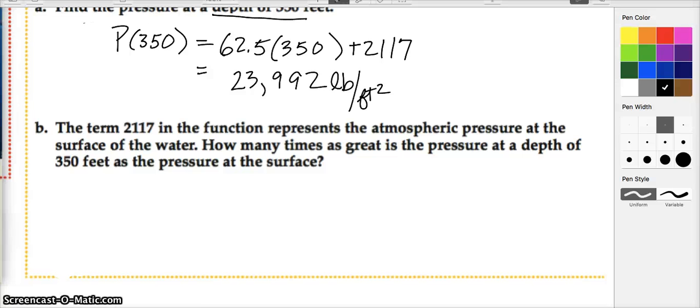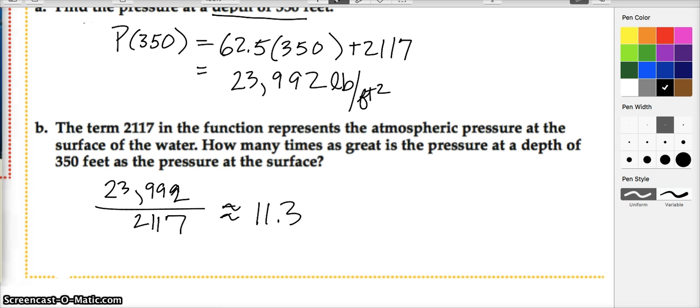Makes sense? How many times as great is the pressure at the depth of 350 as the pressure at the surface? So they're just talking about a comparison here. And so I'm just going to divide this number, the pressure at 350, by the pressure at the surface, and I'll use a calculator, I'll get 11.3 times as great.